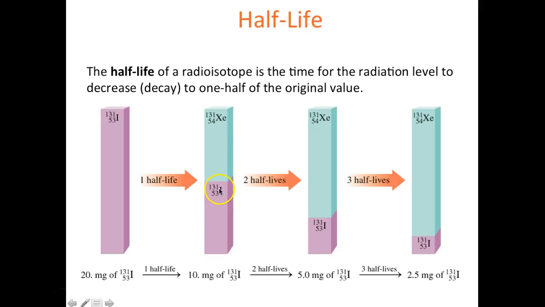You can see that the amount of xenon formed keeps increasing. Initially it was 10 milligrams because half of the iodine became xenon. Then another 5 added to the original 10 is 15, so there's only 5 of the iodine remaining. Then another 2.5 added to the 15 is 17.5 of xenon, and 2.5 of the iodine remaining. Eventually, all of the iodine will be converted into xenon.